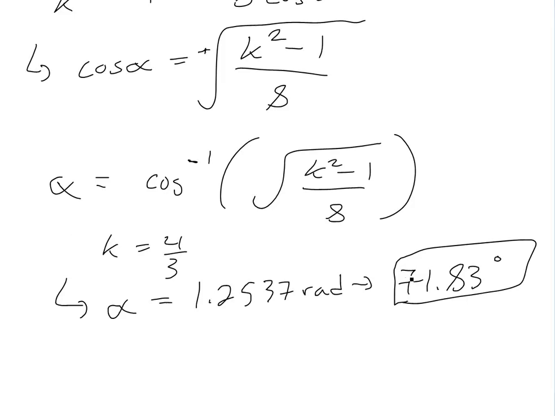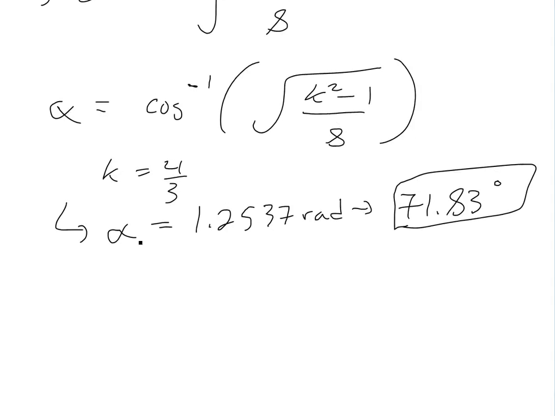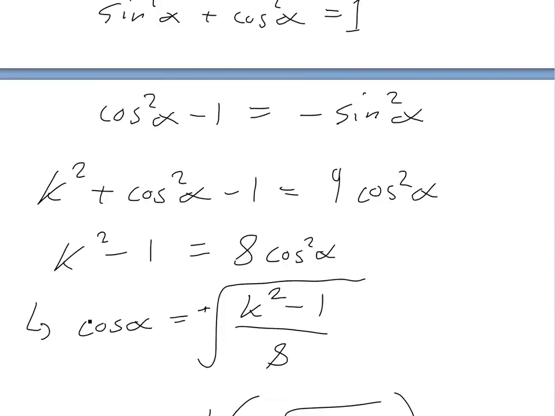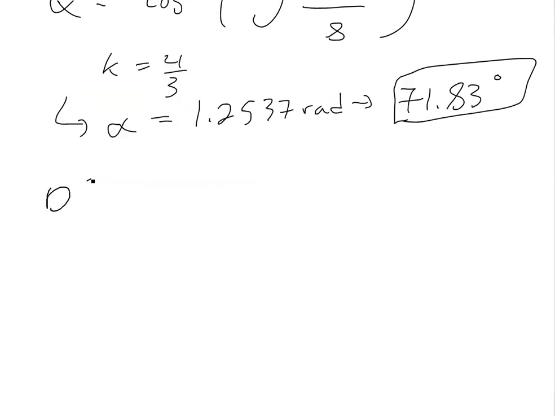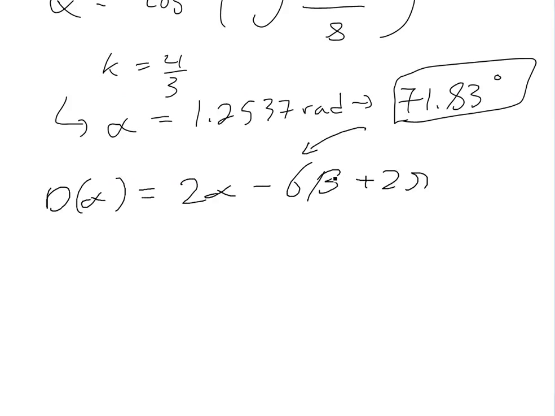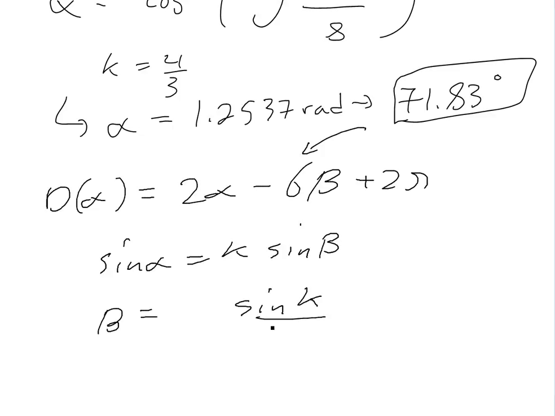Then if you plug it into the function we have, well, first we've got to get beta. I plug it into the deviation angle, which is equal to 2 alpha minus 6 beta plus 2 pi. So you plug this in, but then you need to know beta, and you know that sine alpha is equal to k sine beta. So beta is just equal to sine alpha over k, arc sine or inverse sine.